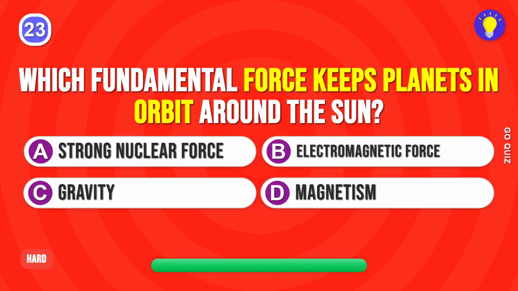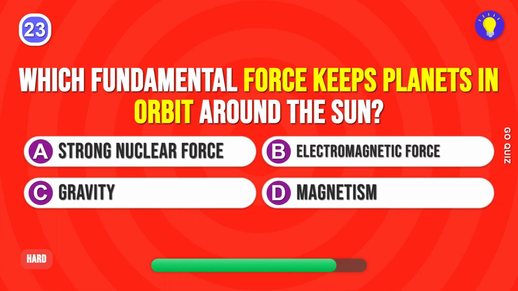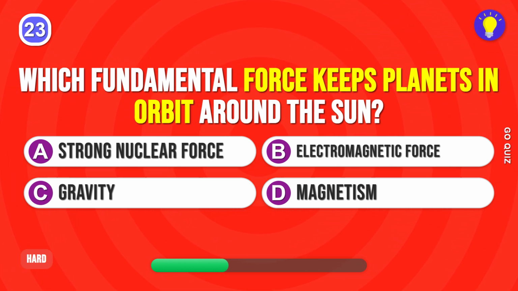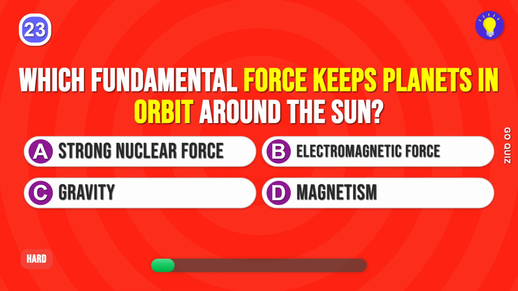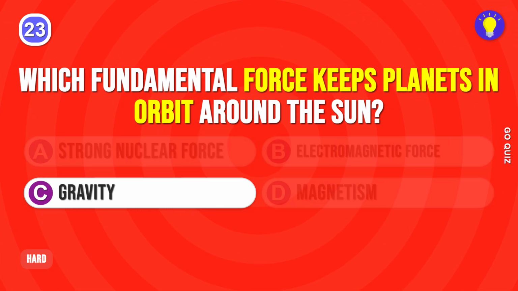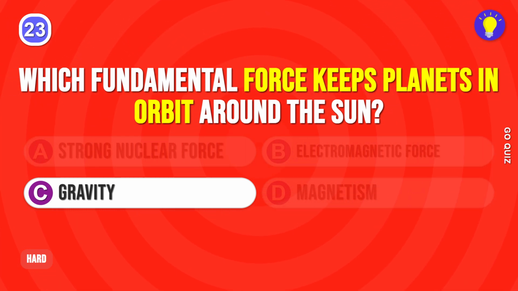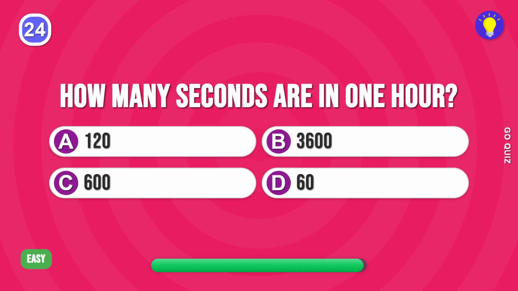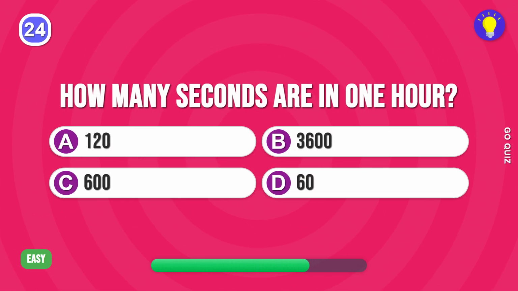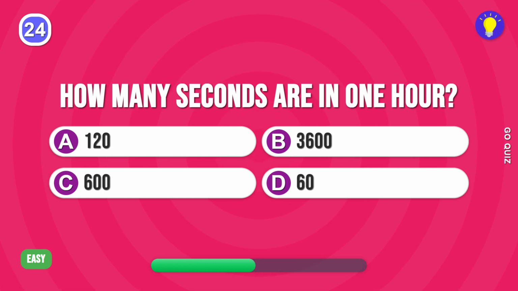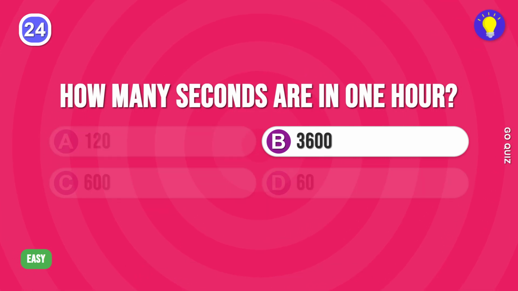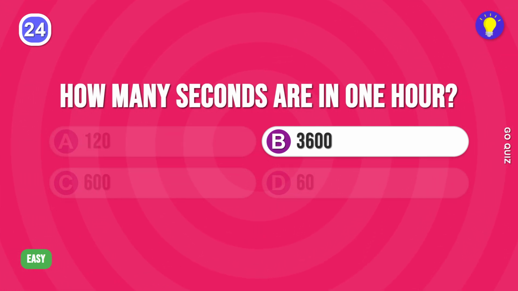Which fundamental force keeps planets in orbit around the Sun? Gravity is the force that attracts objects with mass. How many seconds are in 1 hour? There are 60 seconds in a minute and 60 minutes in an hour.